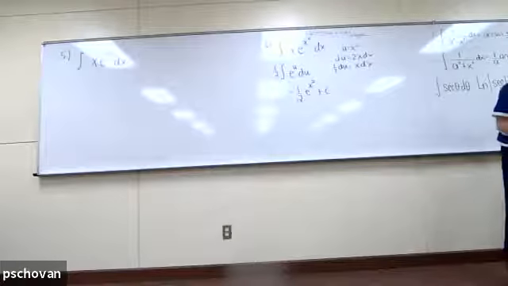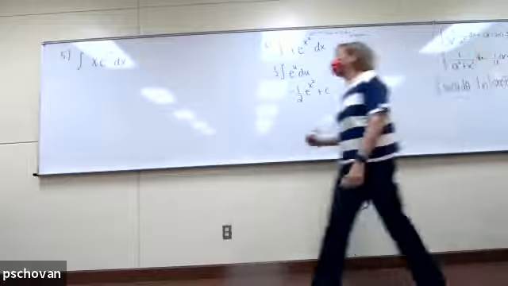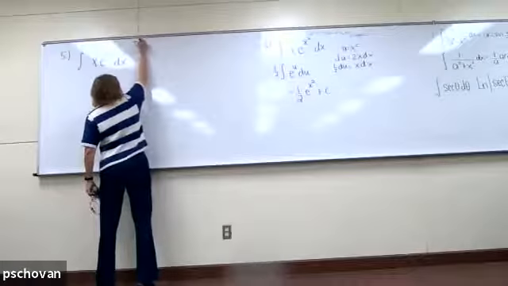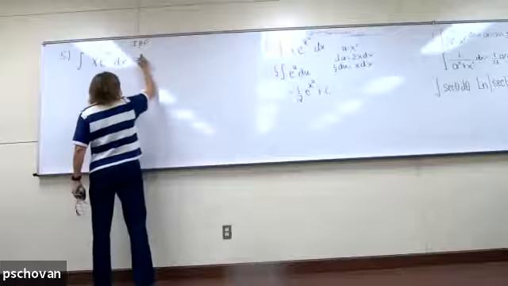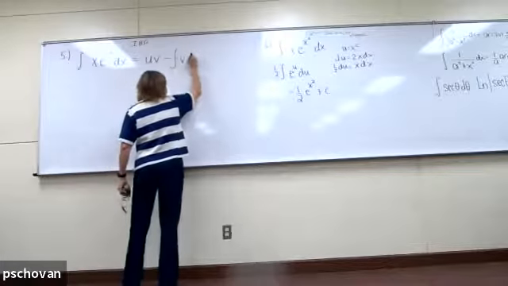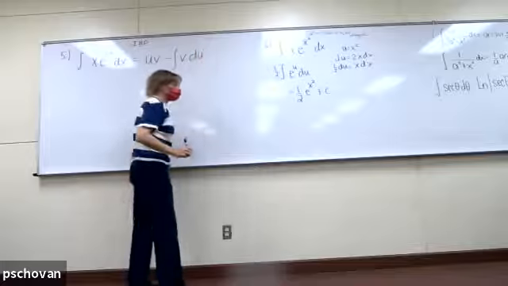Okay? All right, so if it's not a u du integral, what do you want to try on number 5? Integration by parts. Integration by parts. So let's do that. Try integration by parts. I'm going to give you a minute to try it. I'm going to write this as u v minus the integral of v du.